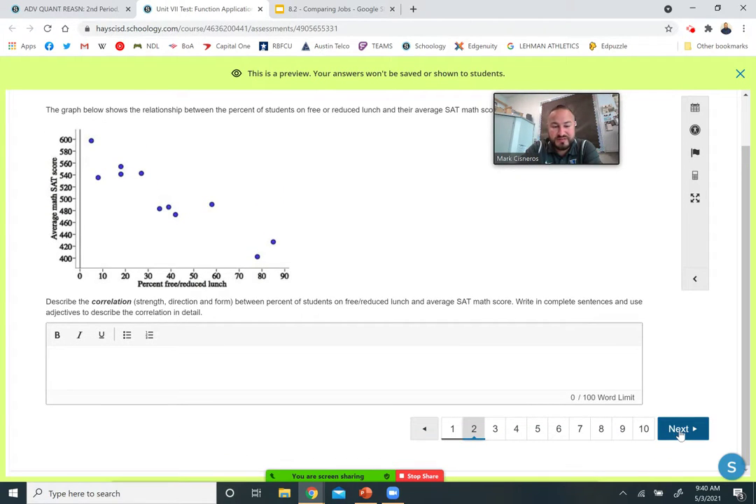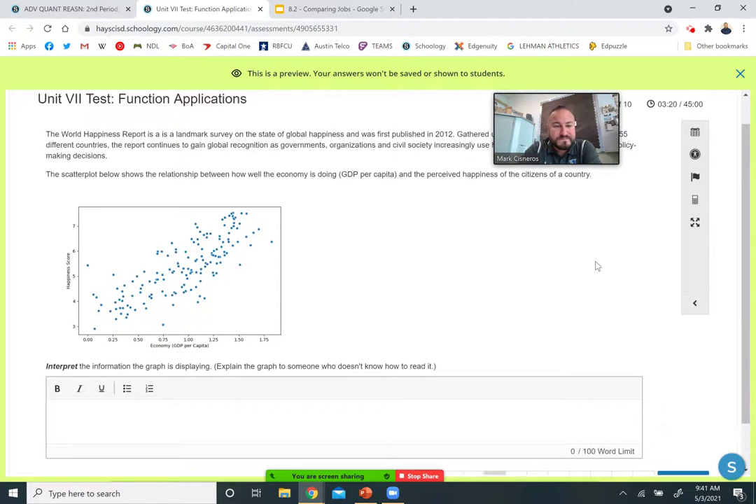And you had to use an adjective to describe strong. You got a point off if you just put strong.